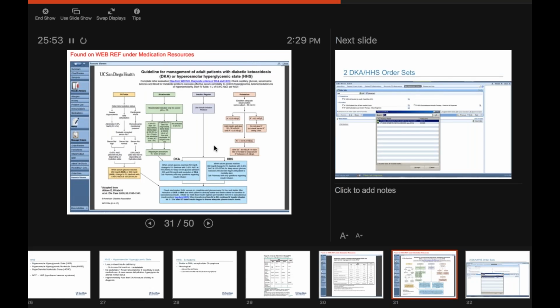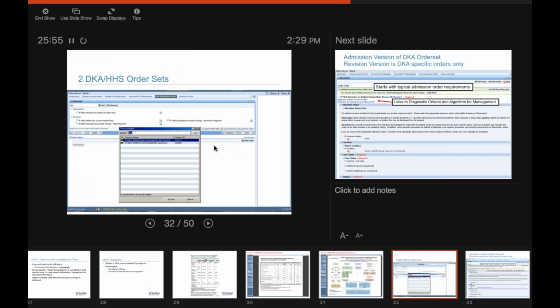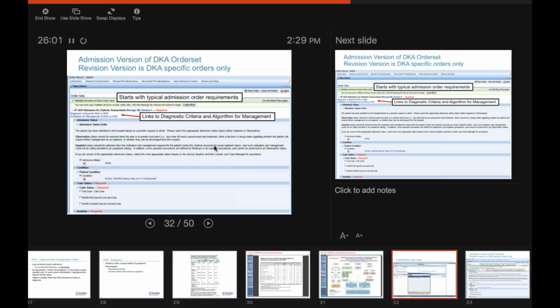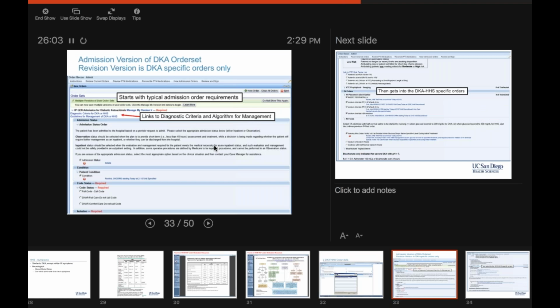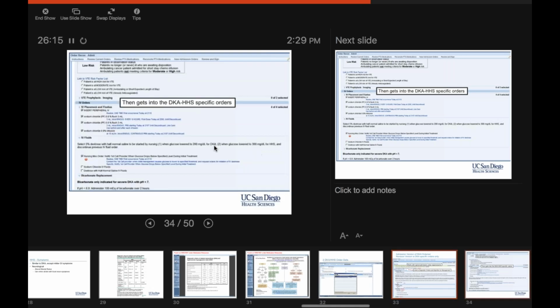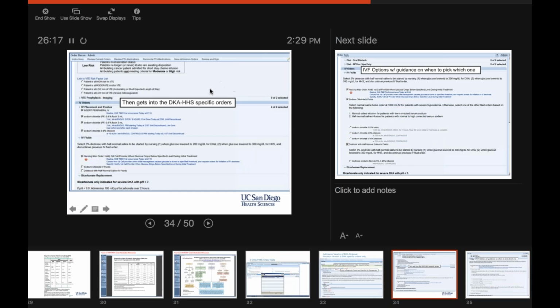The same treatment algorithm also lives in WebRef. Just know that we have these order sets that exist for the providers. Okay, there is an admission and there is a revision order set for DKA that has all those moving parts right there in it. The admission version also contains all the generic admission orders, and then the revision is just the specific DKA. So halfway down, it gets into specific DKA HHS.